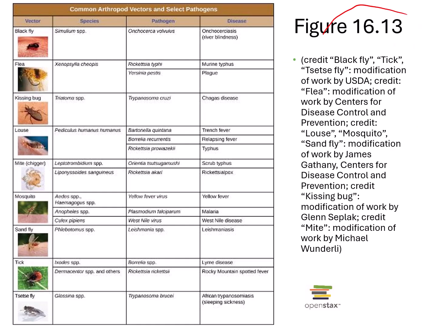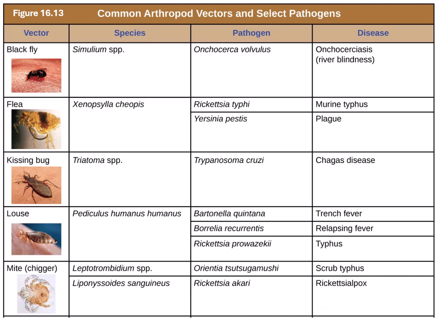Figure 16.13 in our book shows common vectors, and it's a little small here. It's hard to see, so I'm going to zoom in on the next slide. Here I'm zooming in on the top half of that table or figure, and I can see, for example, the flea. This is the genus and species name for the flea, Xenopsylla cheopis. So this is a vector for, let's pick one, let's pick plague. So plague is caused by the bacterium Yersinia pestis, and fleas can transmit plague by carrying Yersinia, this bacterium, as an intermediate host for the bacterium.